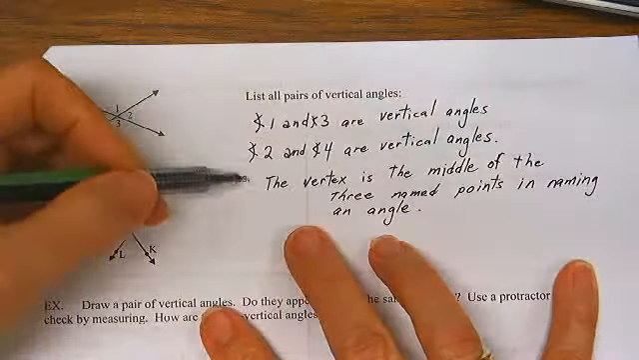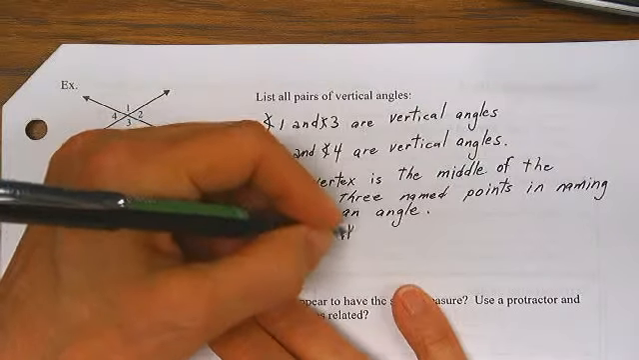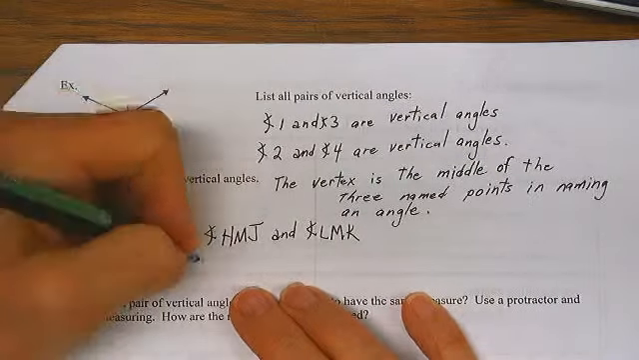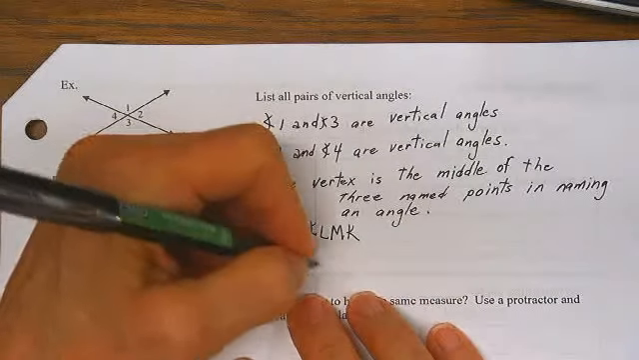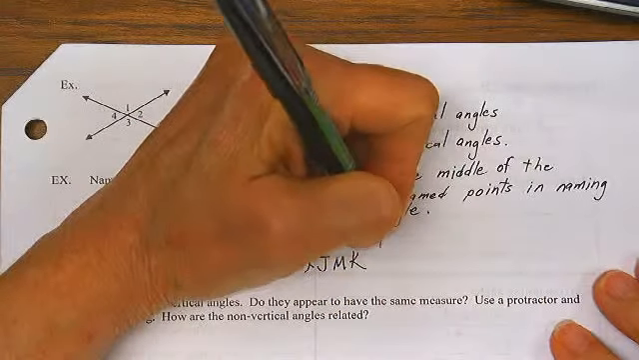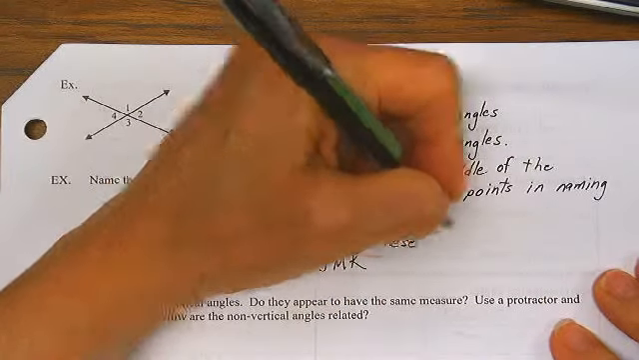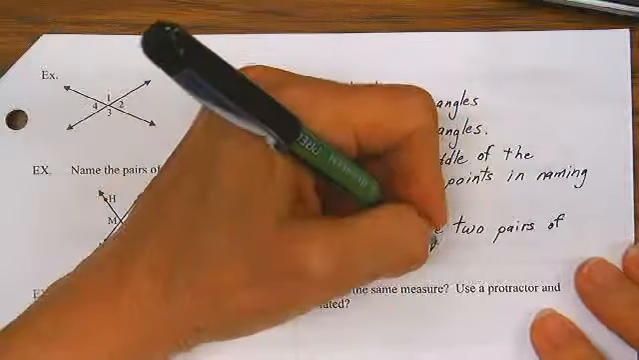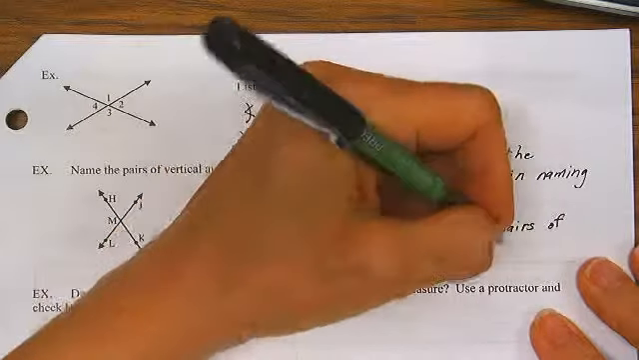HMJ and LMK. We also have angle HML and angle JMK. These are two pairs of vertical angles.